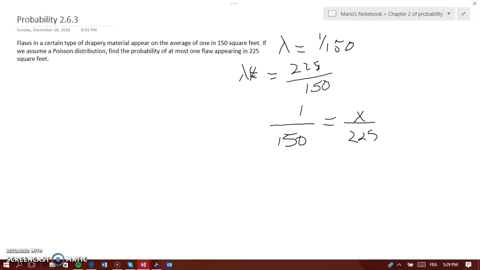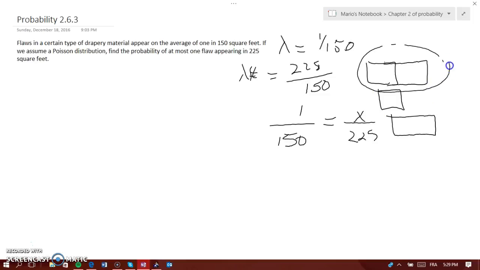So let's say you have a square like this, and that's 150 square feet. Then it's like, what if we just extend this to here, and now it is 225 square feet, how many flaws would we get, basically. So it's not that we have 150 square feet here, and then another 225 right here, no. It's the same part, except they extended it from here to here, and we're trying to find how many flaws we can find in that new set.